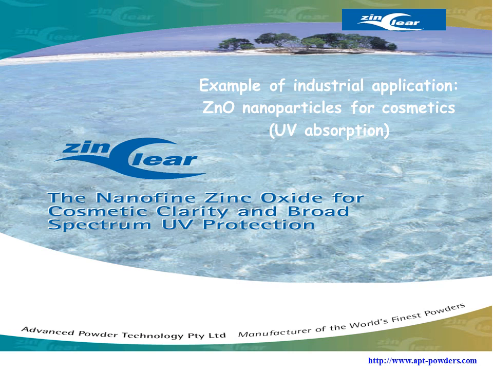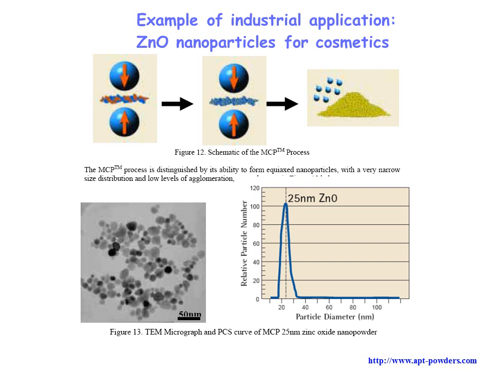One example of industrial application is the production of zinc oxide nanoparticles that are very much used in cosmetics because they are good absorbers in the UV domain. As can be seen here in this information given by the producer, by the company, the powder is ball milled to get a smaller size, then mixed with other organic materials to get the final product. And you have here a distribution function centered about 25 nanometers of zinc oxide particles.